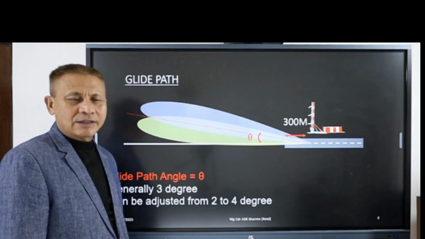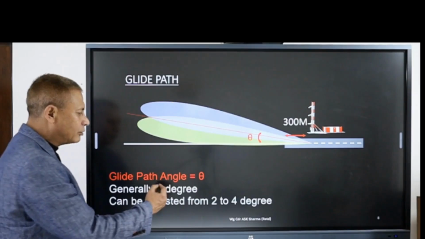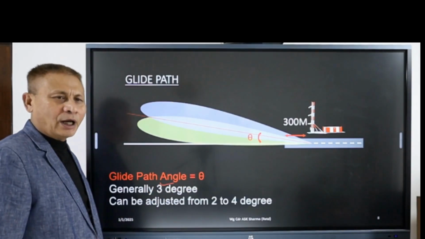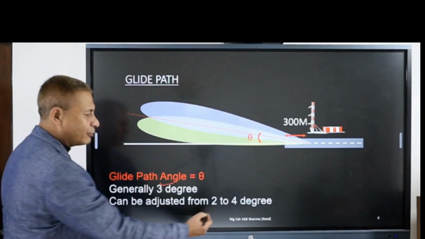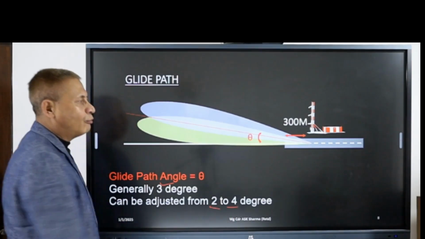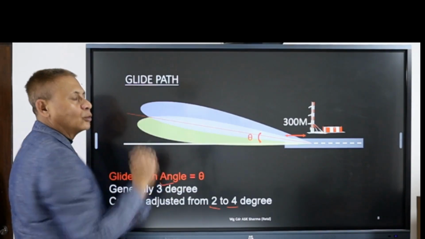As far as the standard glide angle is concerned, the standard glide path is generally 3 degrees. However, depending upon the terrain and the obstacles, this glide path angle may be adjusted from 2 degrees to 4 degrees. That means this theta can be adjusted between 2 degrees and 4 degrees.